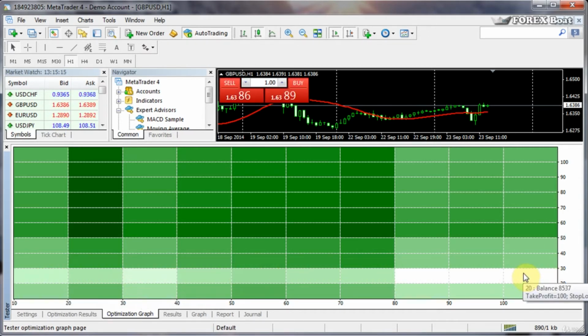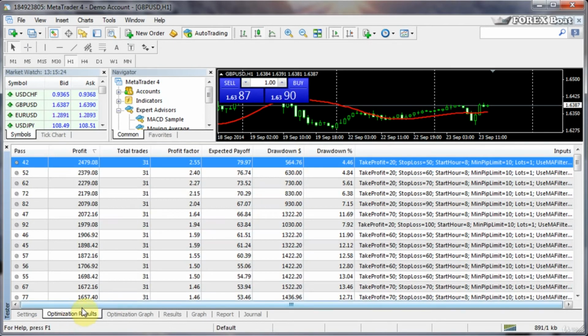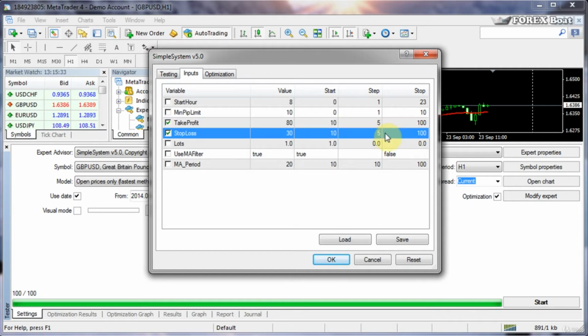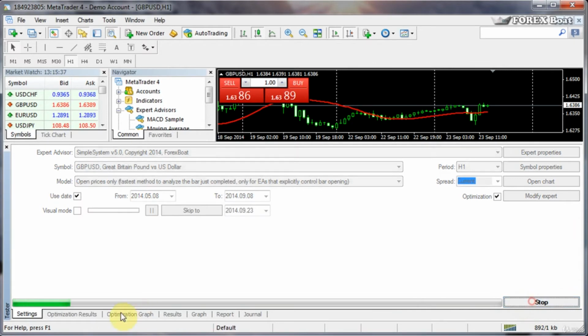And that is not even the case when your stop loss is equal to 10. So this is quite an anomaly, which is interesting to observe. So what we're going to do now, as a first step, is increase the number of steps. Instead of a step of 10, let's do a step of 5 and see how that affects our chart. So we'll click OK and we'll start the optimization now.